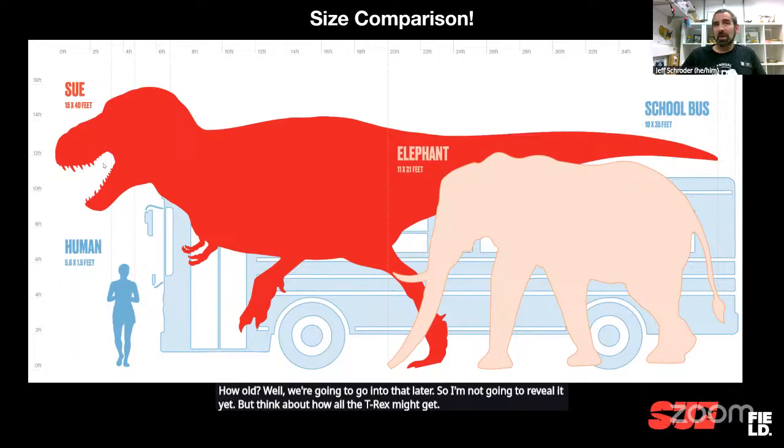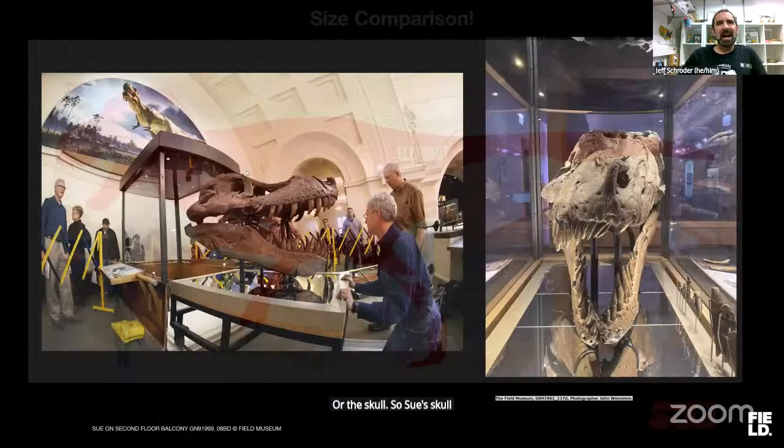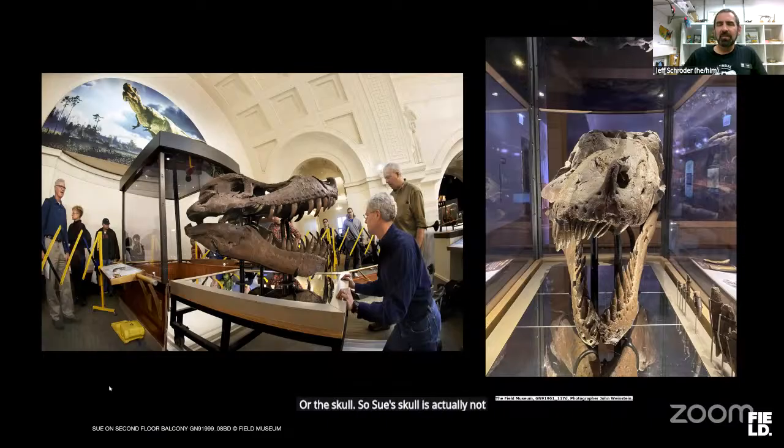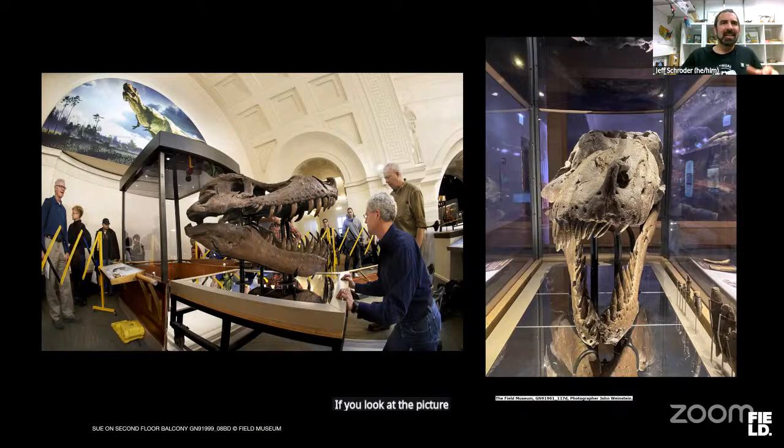Now, Sue is also pretty cool for a few other reasons, and one of them is Sue's head, or the skull. So Sue's skull is actually not mounted on the body. If you come to the museum, you'll see it in a separate case. And in these pictures, you can tell why. If you look at the picture with all the people in it, you can see our own Bill Simpson, one of our paleontologists. He's down there taking a look in the blue shirt.